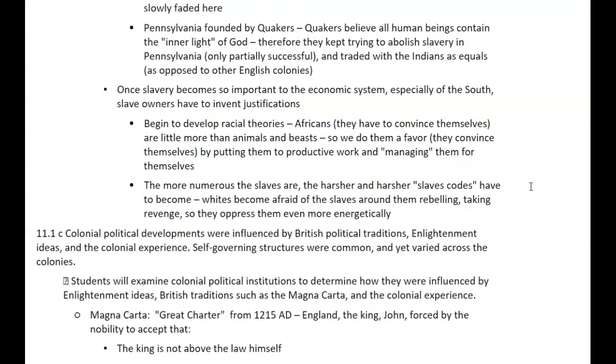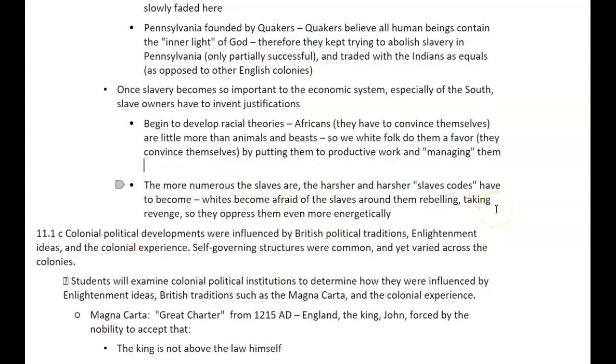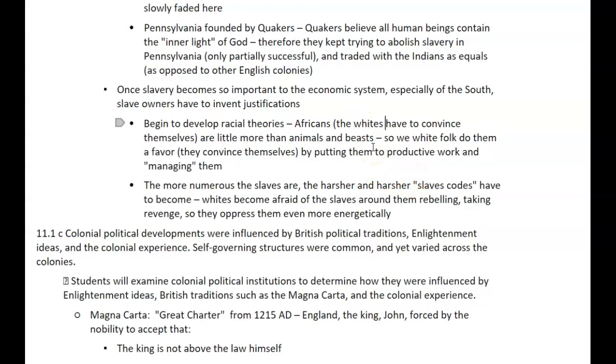Africans, they have to convince themselves, are little more than animals and beasts. So we white people, I should make that clear, are doing them a favor, they convince themselves, by putting them to productive work and managing them. And I want to make this clear, the whites have to convince themselves. So they have to start inventing this whole idea that there's a hierarchy among races. I just point out to you, I pointed out to classes I've taught.